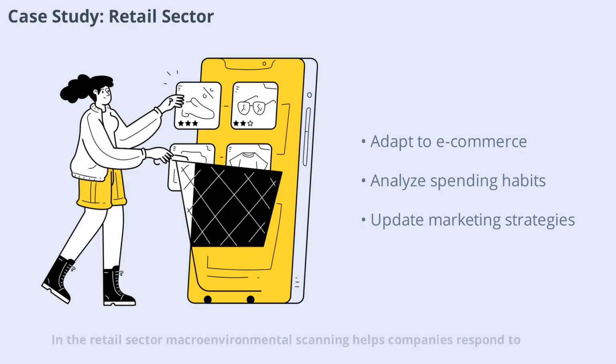In the retail sector, macroenvironmental scanning helps companies respond to changing consumer behaviors and economic conditions. For example, the rise of e-commerce and shifts in spending habits have forced retailers to adapt quickly. By analyzing social and economic trends, retail businesses can adjust their product offerings and marketing strategies to meet new demands.